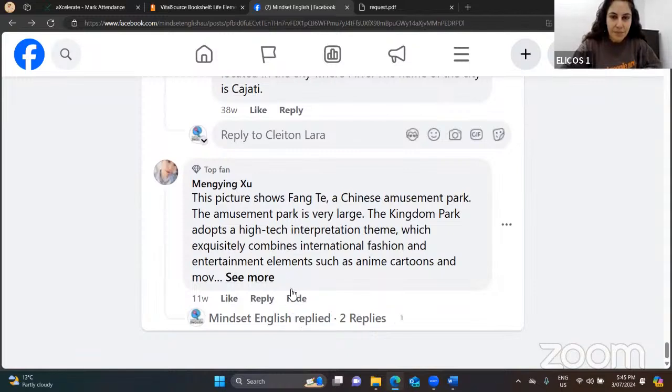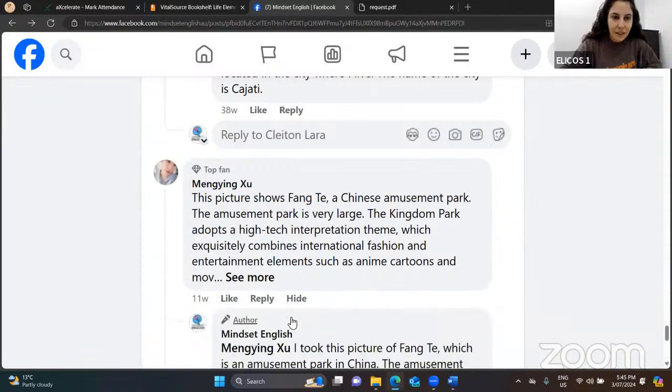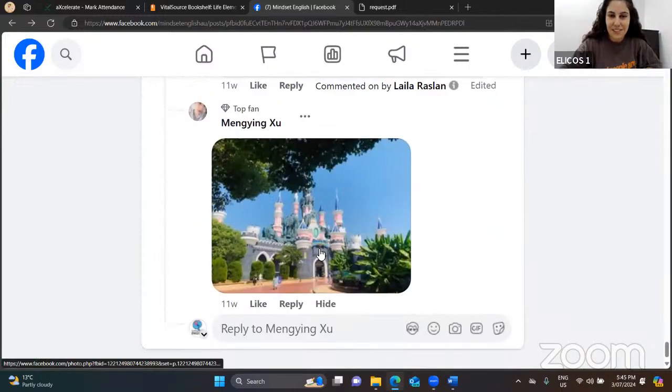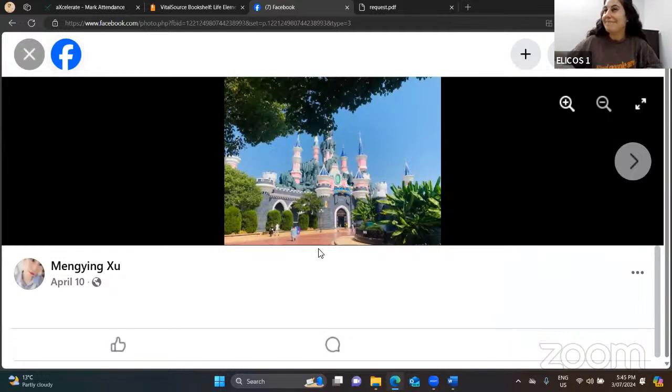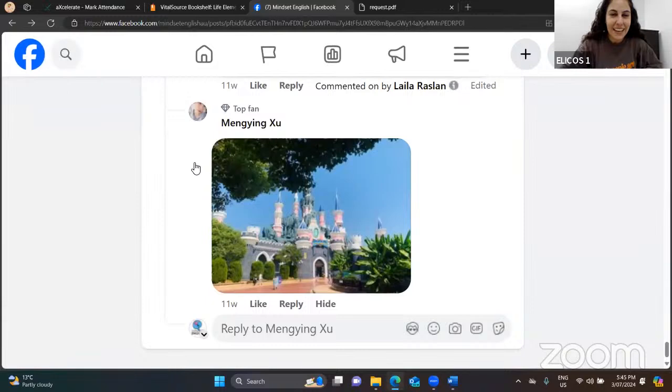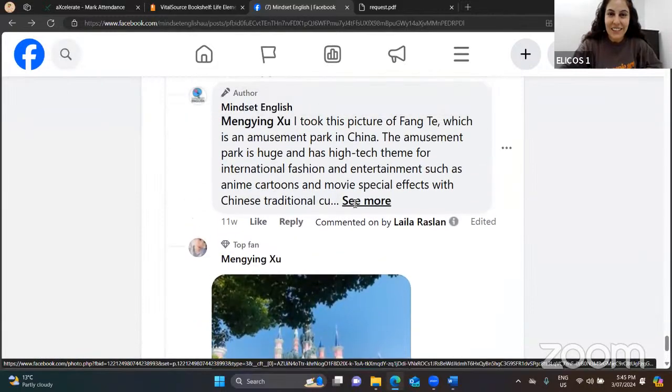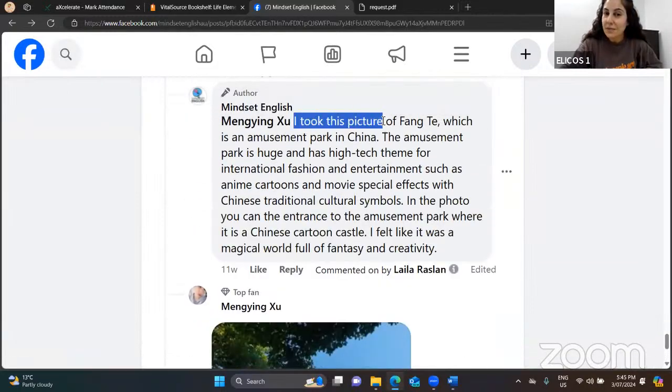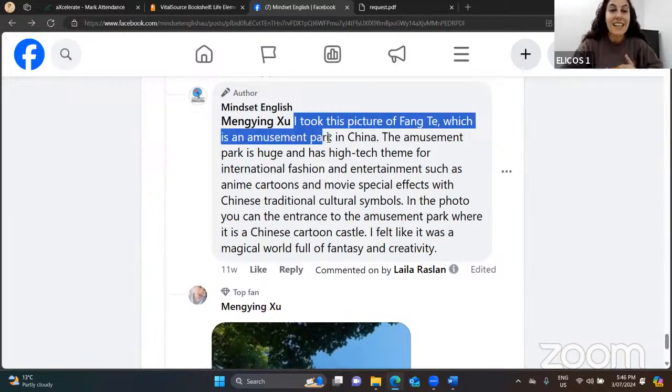We don't have a picture. I don't know. Oh, yes, we do. Here we go. Looks like a very known place. So I took this picture of Fang Ti, which is an amusement park in China. You know it?